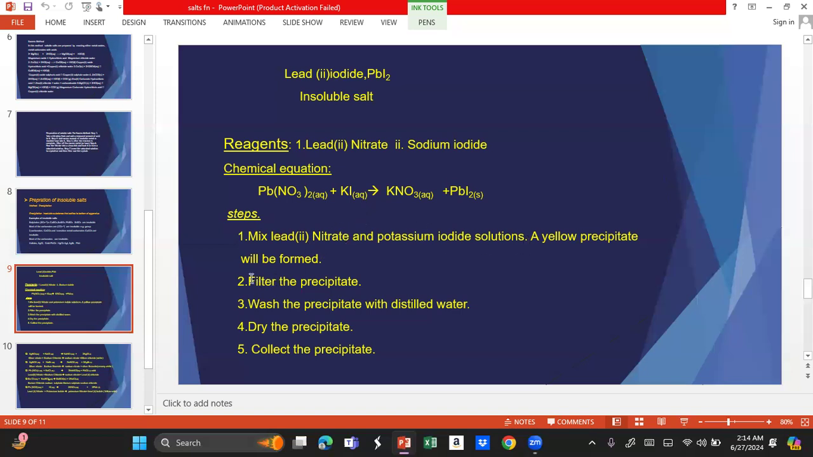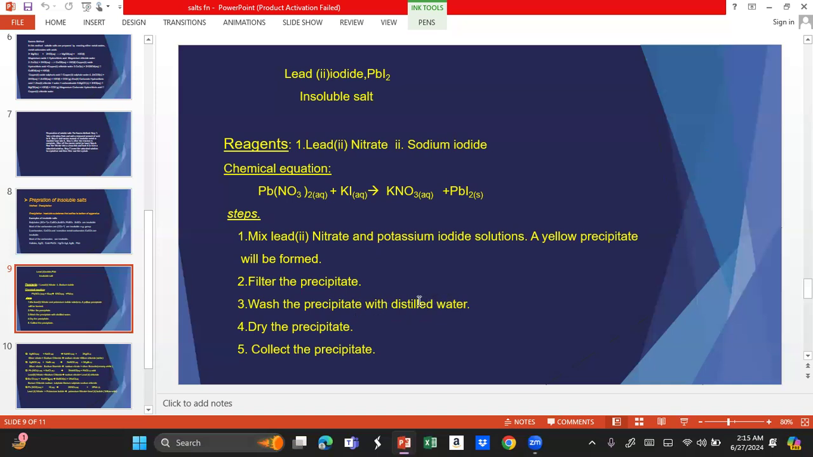After that, we have to filter it. The second point: filter the precipitate by using filter paper. When we are using filter paper, the precipitate, which is PbI2, will stay on the filter paper. I will draw a diagram here for you. Wash the precipitate with distilled water.